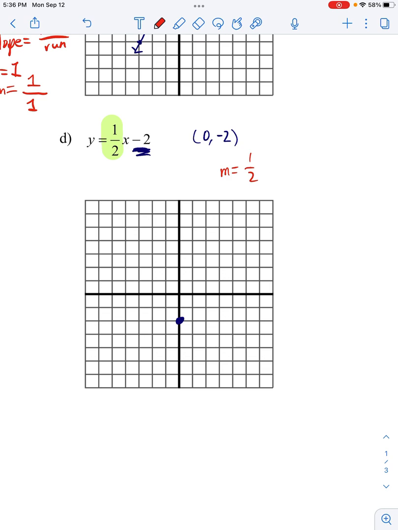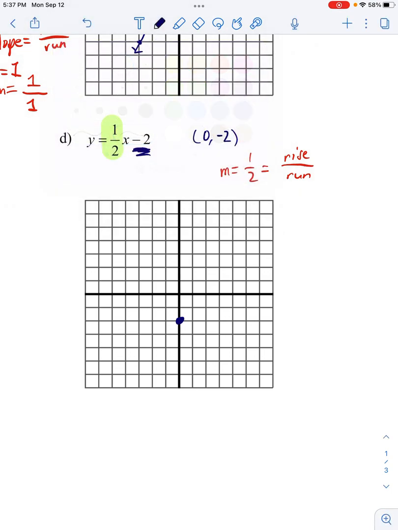So here's how this works. Remember, slope is still rise over run: change in y on top over our change in x. So 1/2 means that every time x increases by 2, y increases by 1. The run, the change in x, is underneath our rise, our change in y. So every time x increases by 2, y increases by 1.